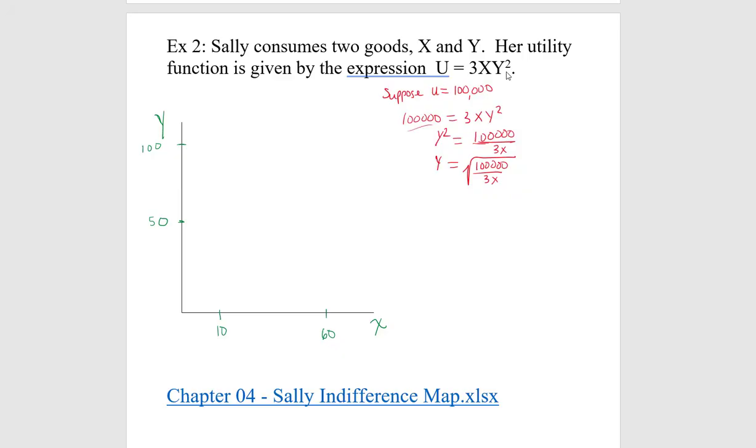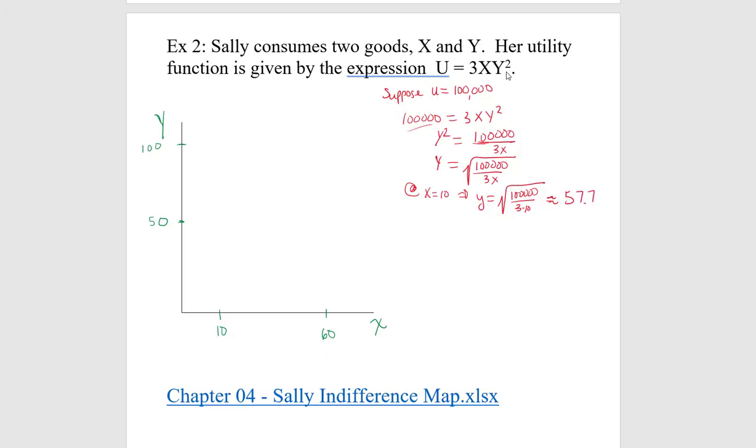So let's plug in 10. Say x equals 10, then y is going to equal the square root of 100,000 over 3 times 10, or 30. And if you push some buttons on the calculator, you're going to find this comes out to 57.7.